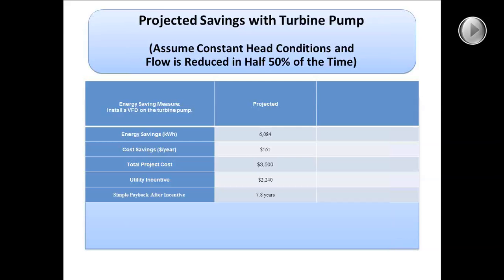Let's look at that same situation with that turbine pump. Remember, the turbine pump has a steeper pump curve, so when you cut your flow in half, your pressures go a lot higher. The savings are a lot better in that situation. You end up with the payback basically of 7.8 years instead of 92 years. And so in this situation, a VFD would make sense.